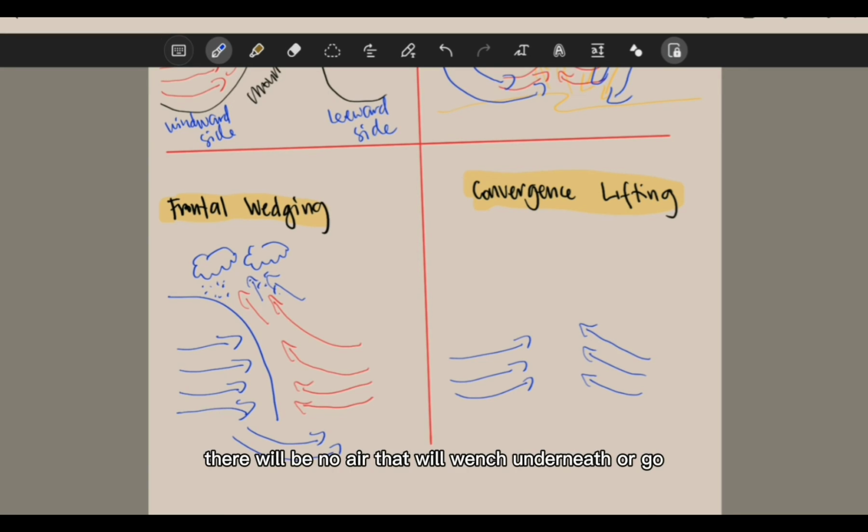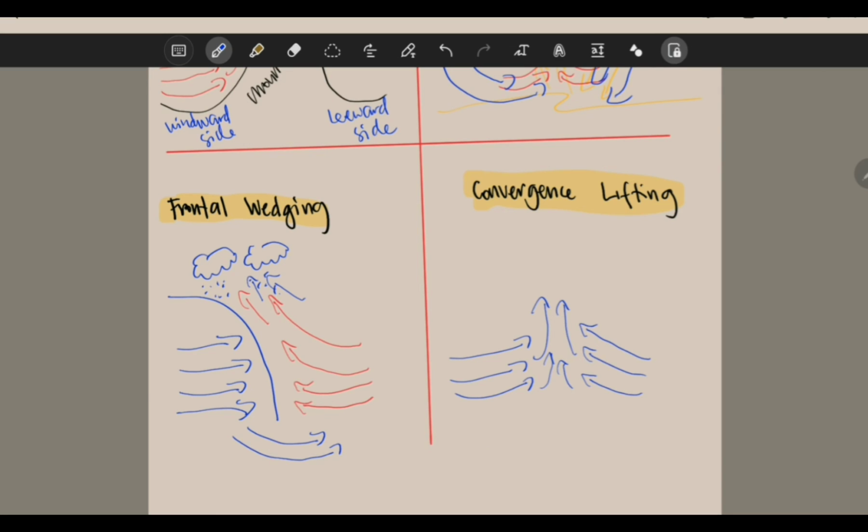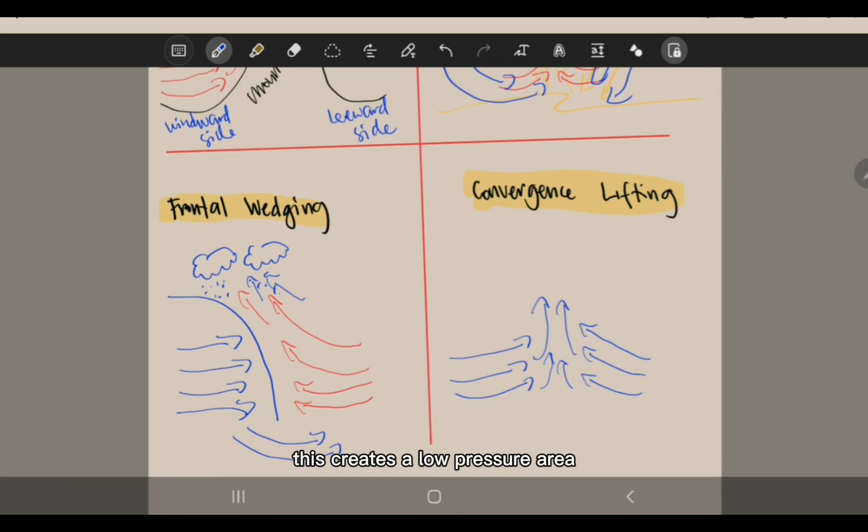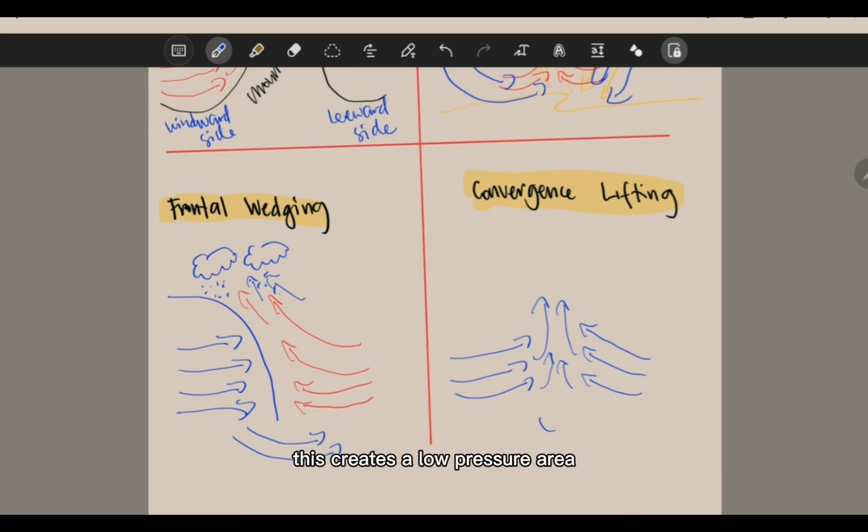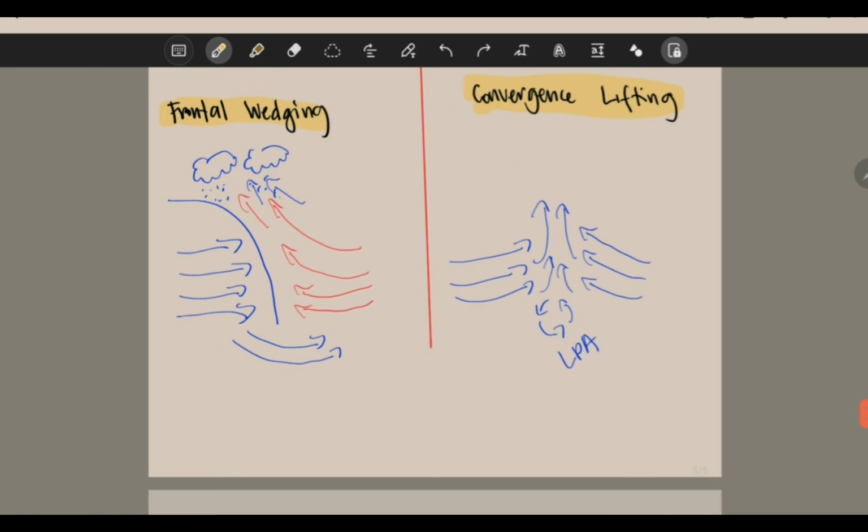Because of this, there will be no air that will wedge underneath or go up. In this case, both will go up and create an updraft. This creates a low pressure area, an LPA, that is the precursor to typhoons, hurricanes, and even cyclones.